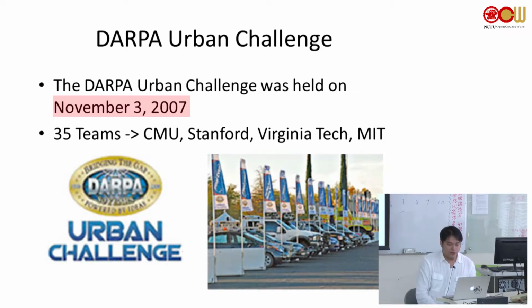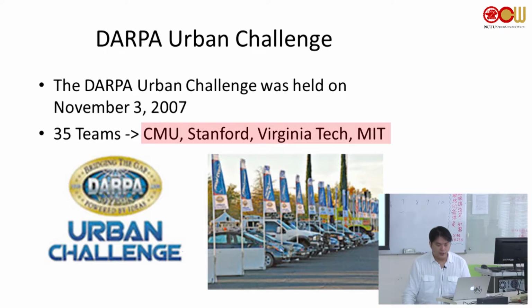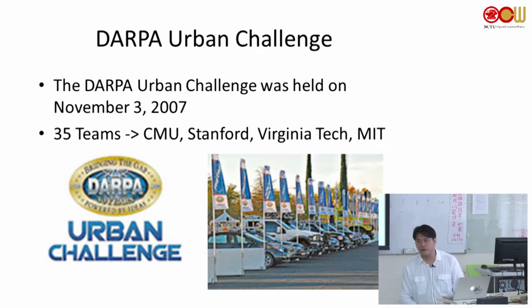Now back to November 2007 and the DARPA Urban Challenge. I explained some of this in my earlier lecture, but we didn't really dig into how it works, so this is just a refresher. There were 35 teams, and the first place was CMU, then Stanford, Virginia Tech, and then MIT. Some scientists from CMU and Stanford later went to the Google self-driving team. So that's what you can see 10 years later.